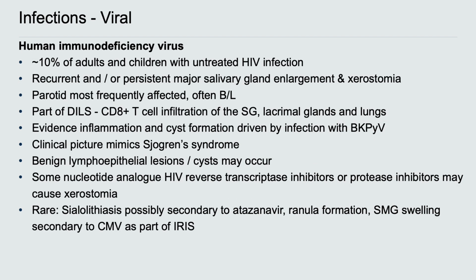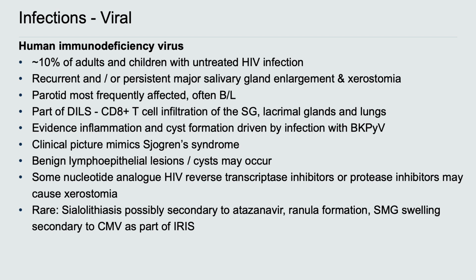Now moving on to infections. So approximately 10% of adults and children with untreated HIV infection can present with salivary gland involvement. And this presents as recurrent or persistent major salivary gland enlargement and xerostomia. The parotid gland is most frequently affected, often in a bilateral pattern.